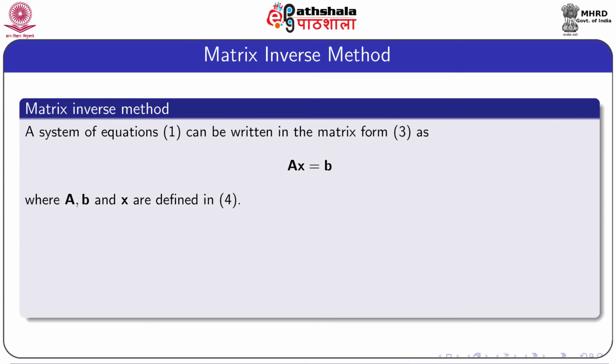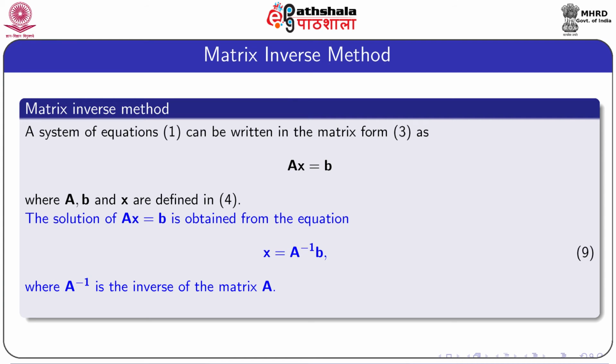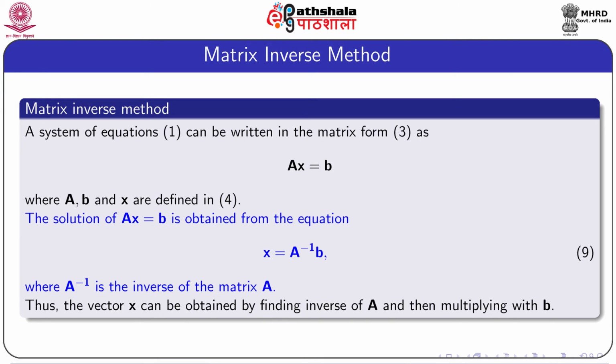Now we discuss the matrix inverse method to solve a system of linear equations. We have already mentioned that any system of equations can be written in matrix form Ax equal to b, where A is the coefficient matrix, b is the right hand vector, and x is the vector of the variables which are defined in equation 4. So the solution of the matrix equation Ax equal to b is given by x equal to A inverse b. That means the vector x is obtained by multiplying A inverse with the vector b.